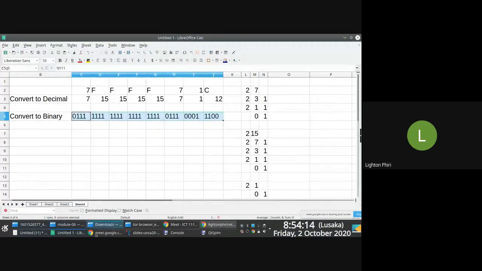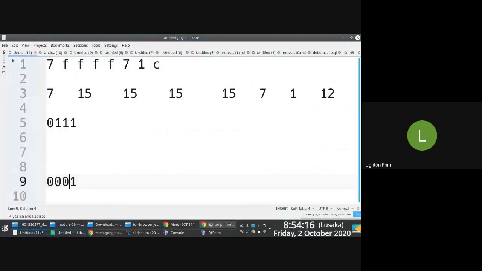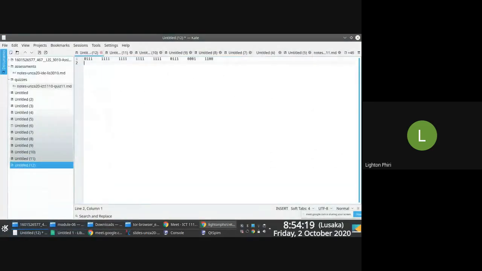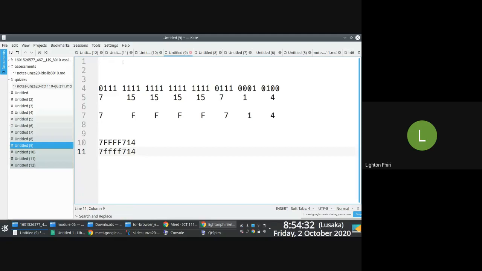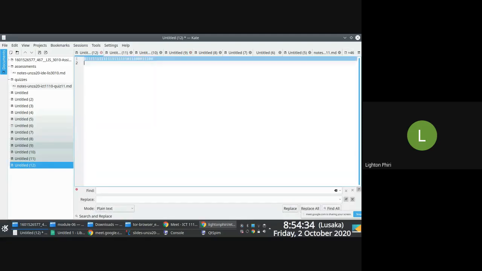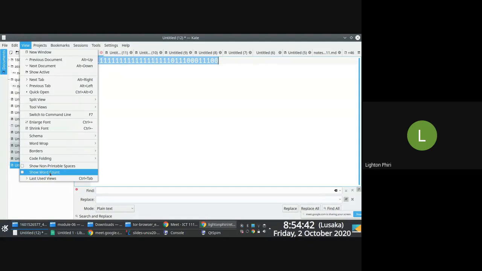Now here's the thing, right? Depending on the type of application that you're working with, sometimes it could be the case that your application will remove trailing zeros. So observe something here. If I count these bits, I'm going to view this and say show word count or something.